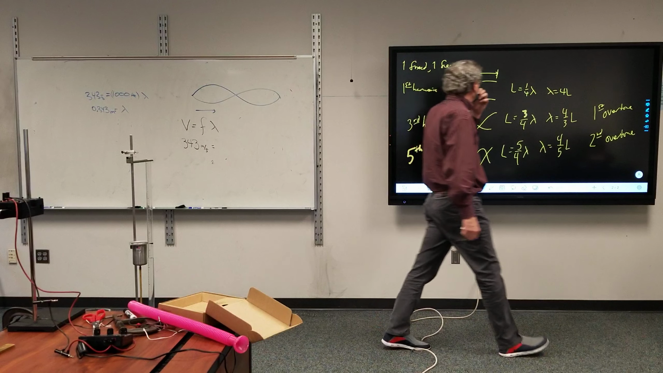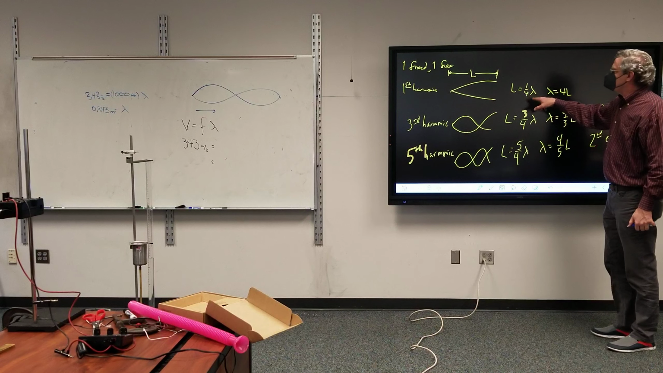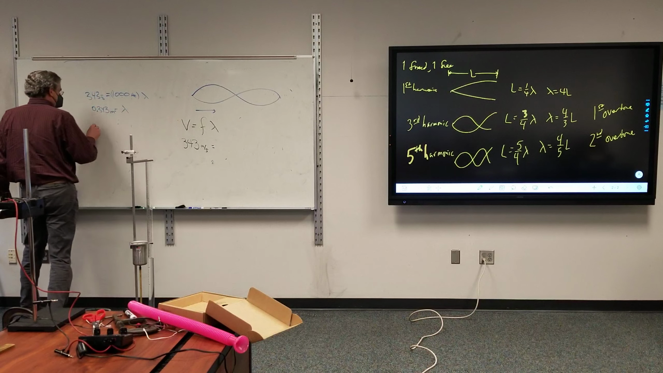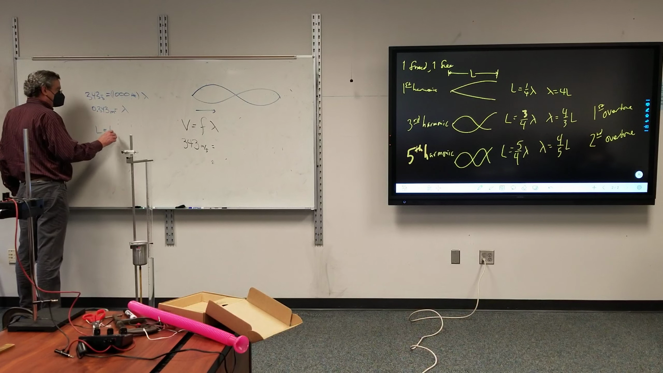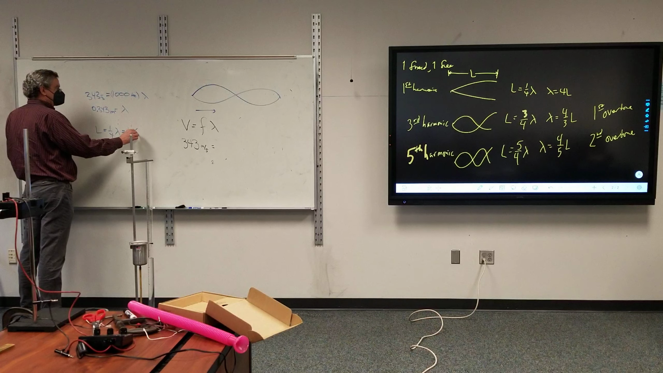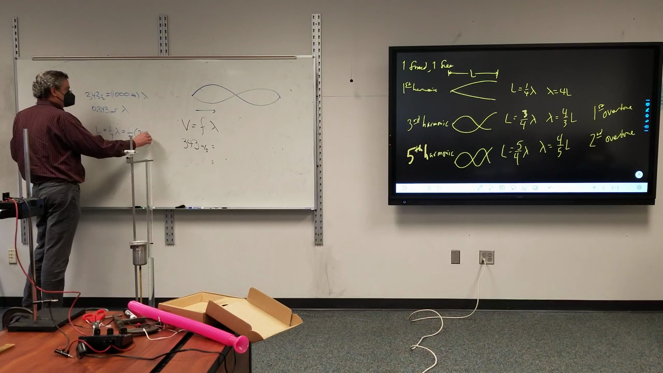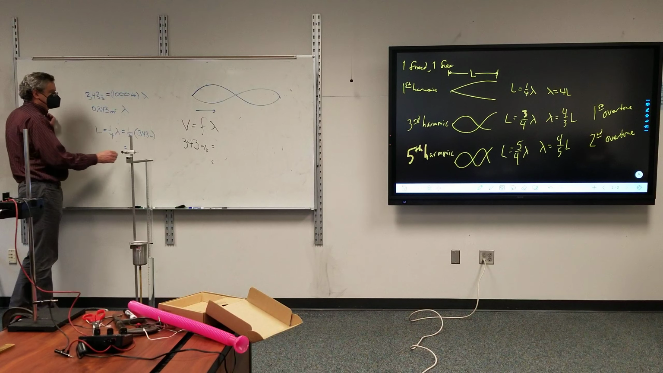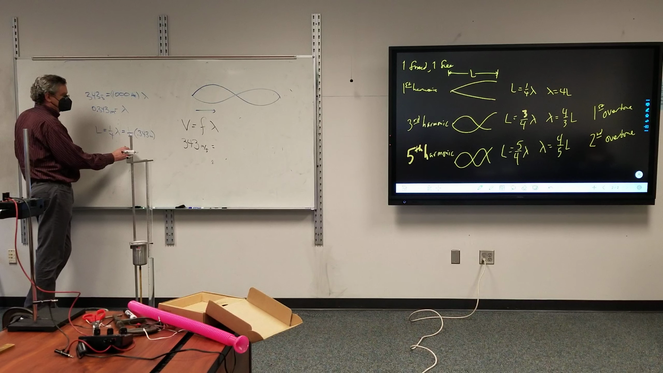I know for the first harmonic, the length should be 1/4 of that. So the length would be 1/4 of the wavelength for the first harmonic, so that's 1/4 times 0.343 meters, which is 0.08575.